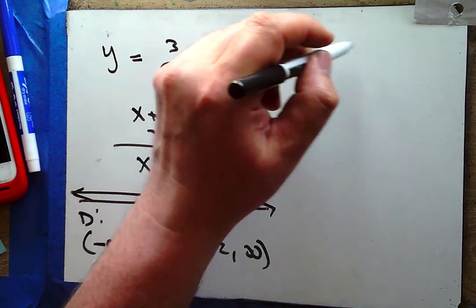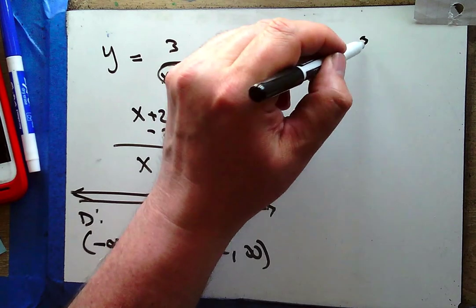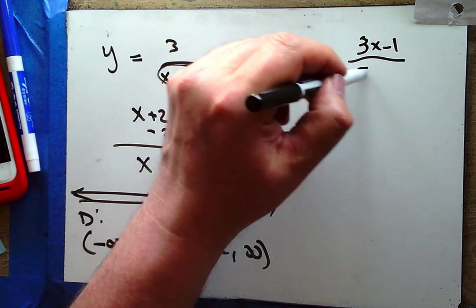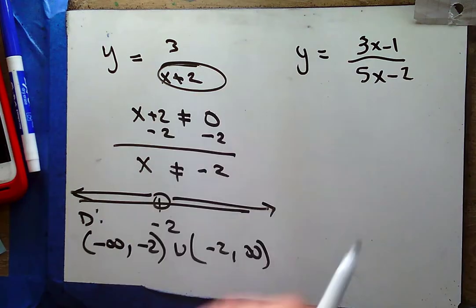What about this one? 3x minus 1 over 5x minus 2. Will you find the domain for that? Don't forget we write domain in interval notation.